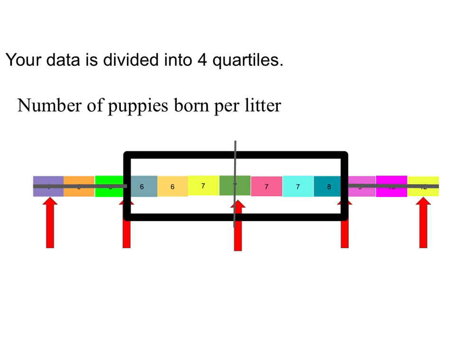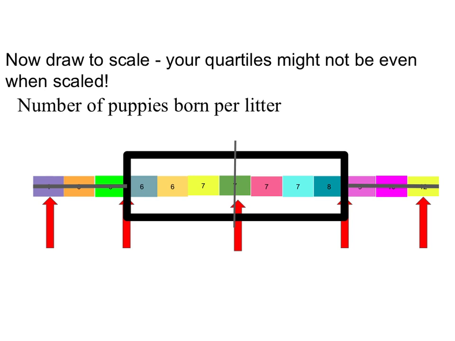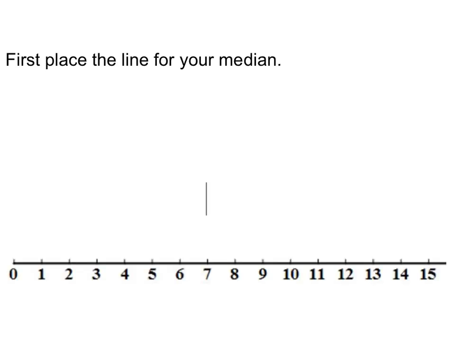Now that the data is divided into the four quartiles, we can use this to help us draw a scaled box plot. It's important to keep in mind that when you draw a scaled box plot, your median may not appear to be in the center of the box. It may appear to be off to one side. You may also notice that your whiskers or even your quartiles are not the same size anymore. So using a numbered line, first thing you're going to want to do is place the line in the median where it belongs on the graph. In this case, our median was at 7.